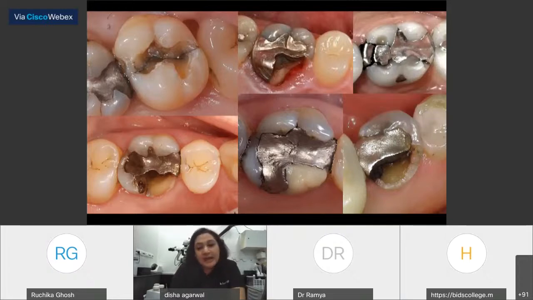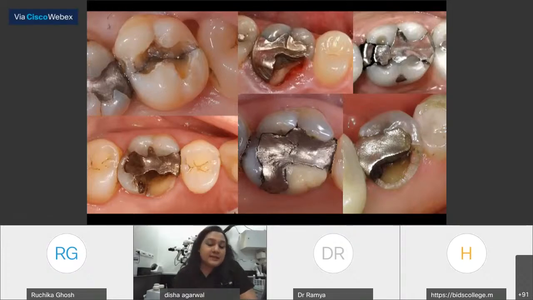So not always will you have teeth which have very small cavities. You're going to come across a lot of teeth in your clinical practice where the best option would be to go for a root canal, to go for a crown. This is what I was doing for the last 4 years.